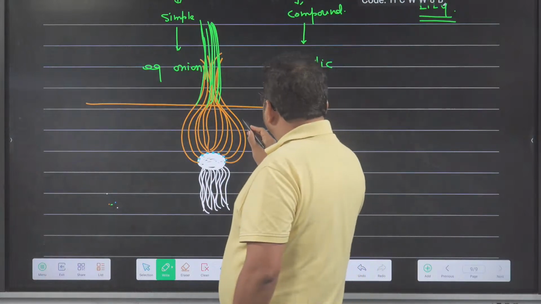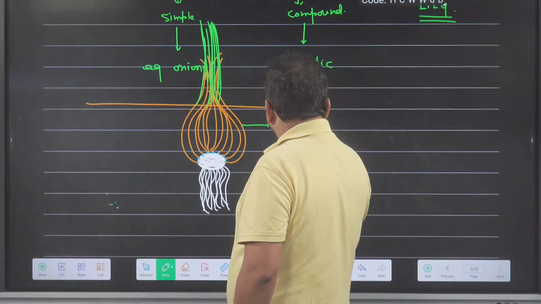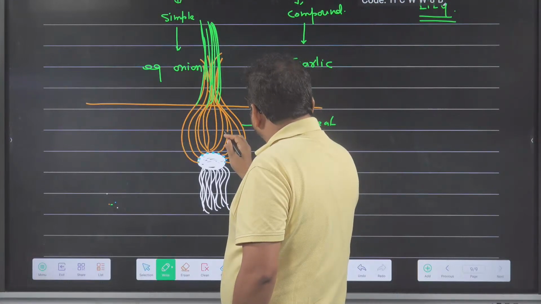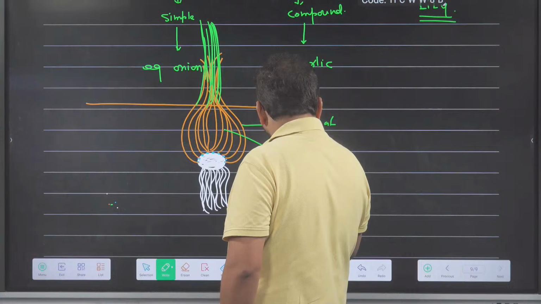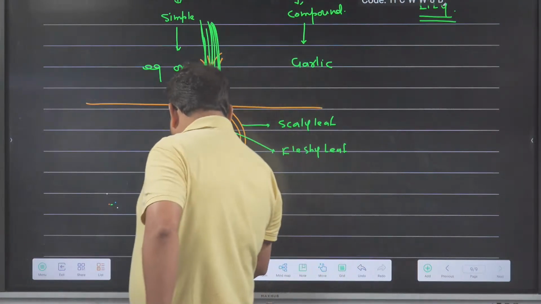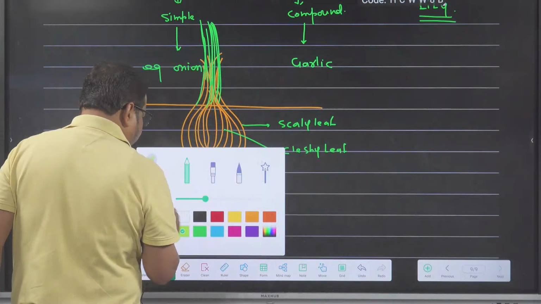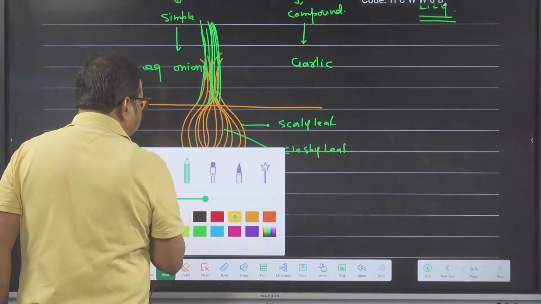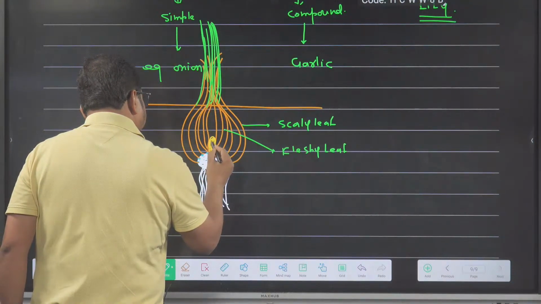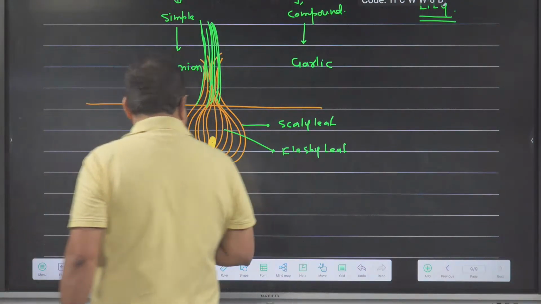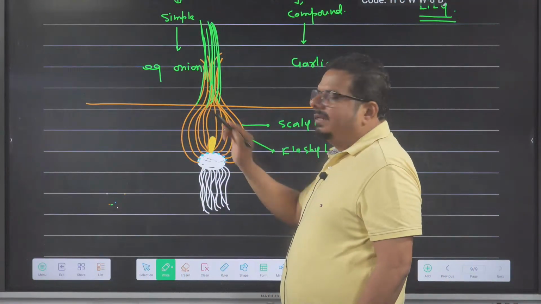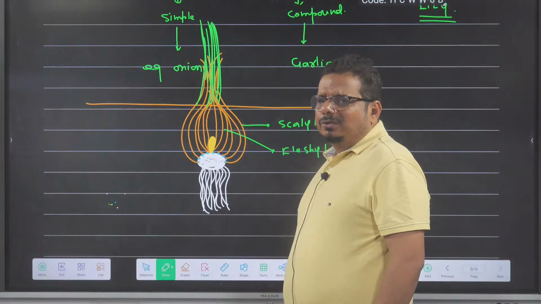The outer layer, which is thin and papery, is the scaly leaf. And here it is basically fleshy leaf. In the central region you are finding buds. These buds are getting protected by which one? Leaves. Understanding the idea? So this is the onion.